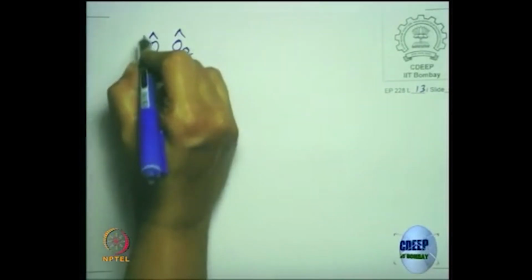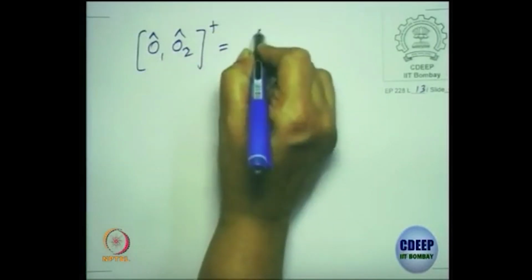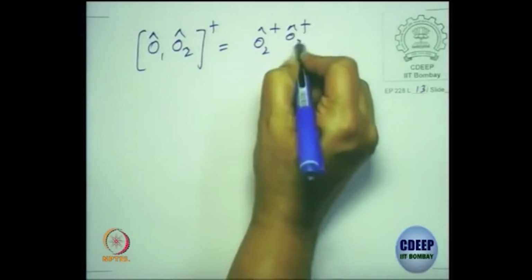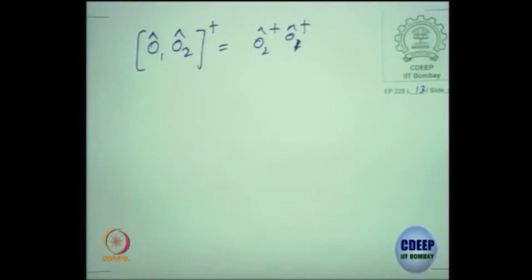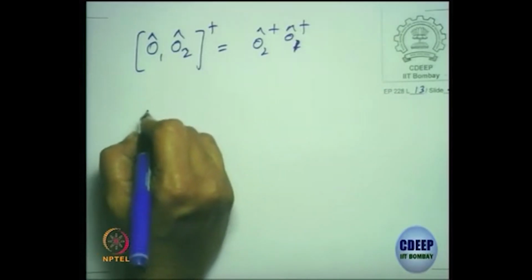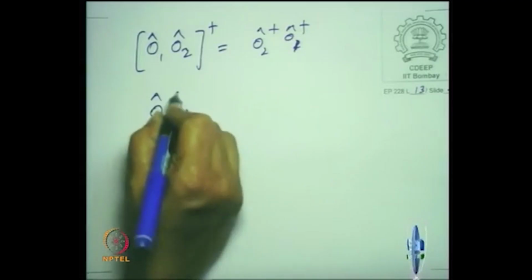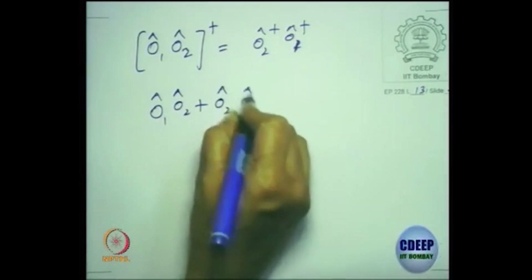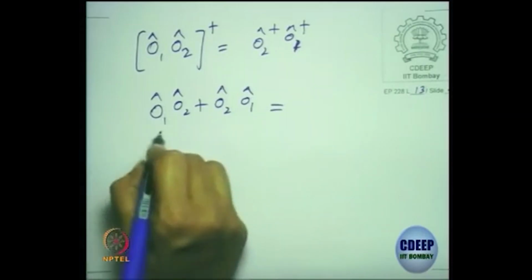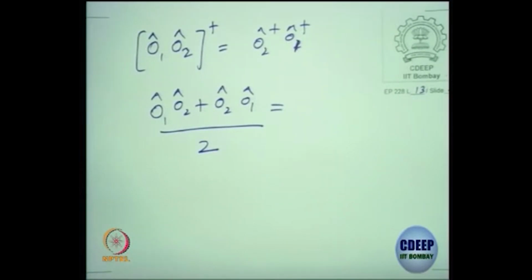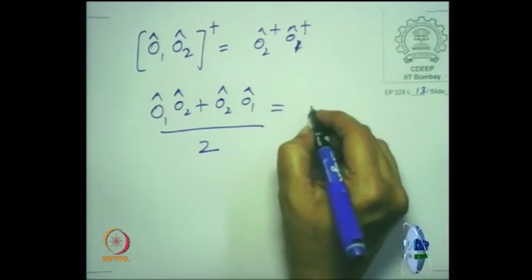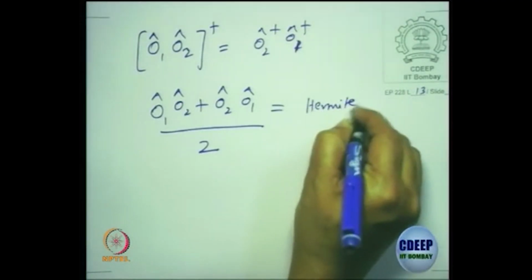then if I try to find the dagger of this, that is O2 dagger O1 dagger. So this product of two Hermitian operators is not Hermitian, because O2 O1 is not the same as O1 O2. So we need to write a Hermitian operator, which means we will redefine it as O1 O2 plus O2 O1, and you can normalize it by 2 because we are repeating it twice. This is what we will call a Hermitian operator. Is that right?